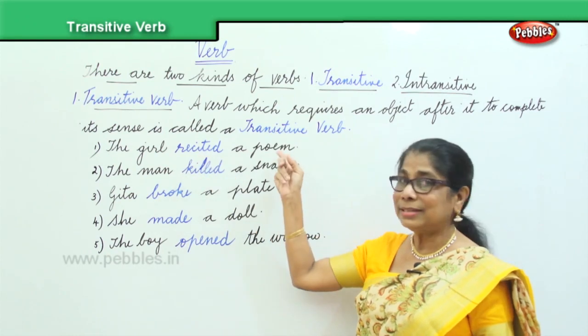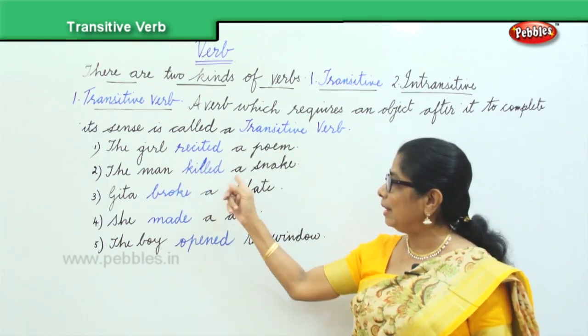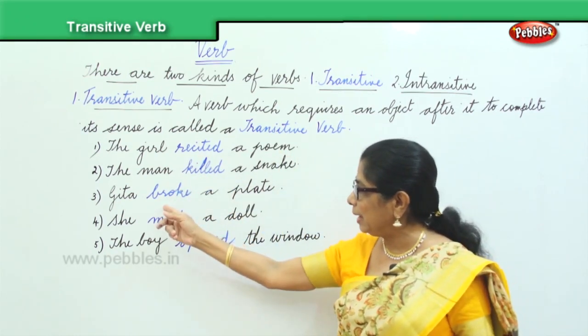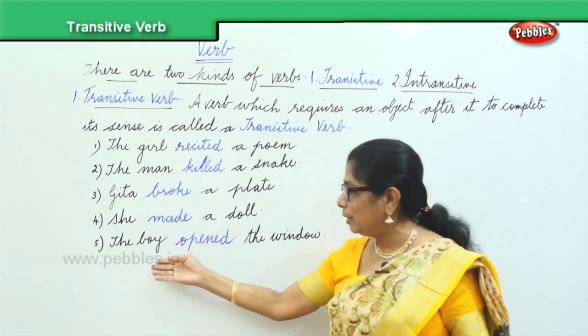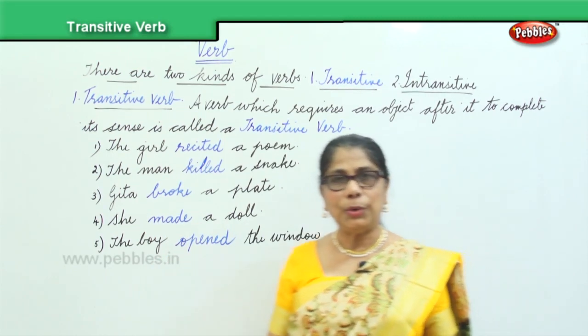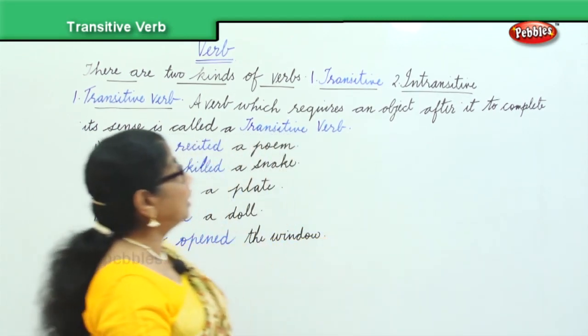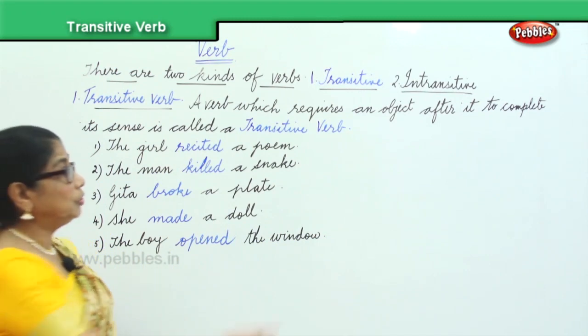What did she recite? She recited the poem. What did the man kill? The man killed a snake. What did she break? She broke a plate. What did she make? She made a doll. What did the boy open? He opened the window. A transitive verb requires an object.